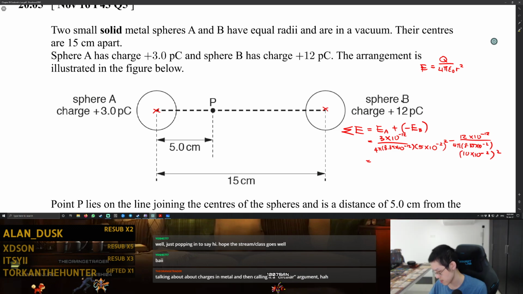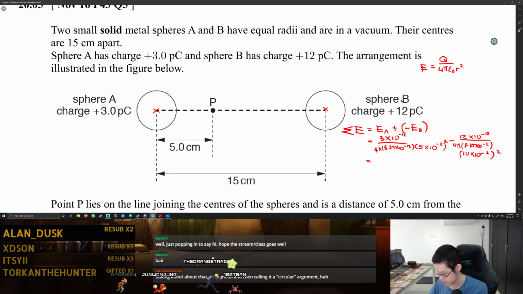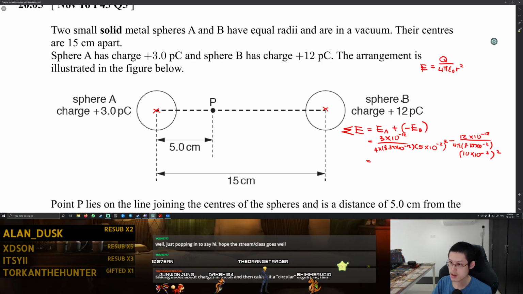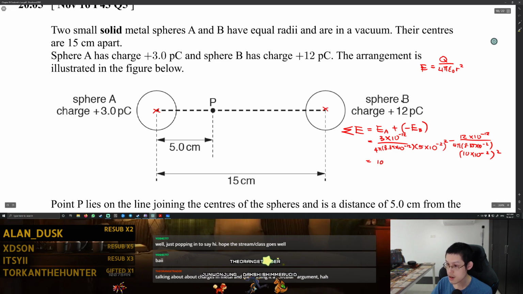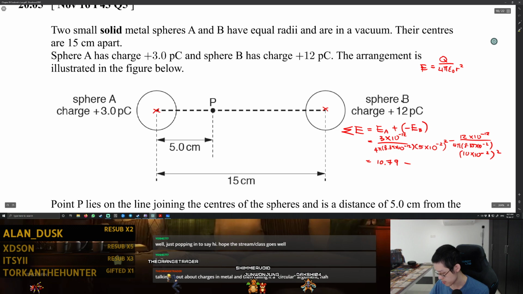Now, let's put that into our calculator and see what that gives us. Okay, so on the left side we get 10.79. What about this one on the right?